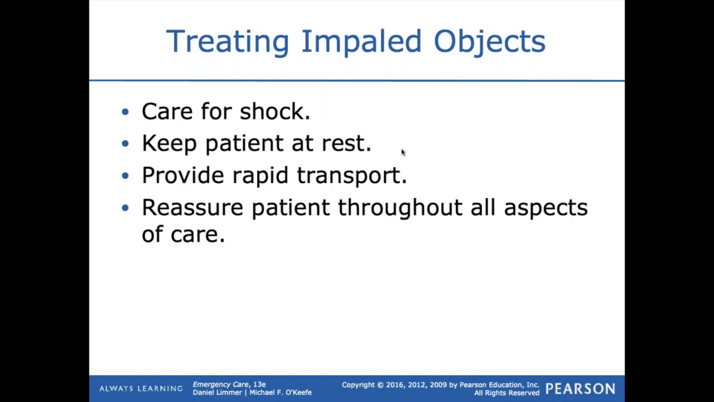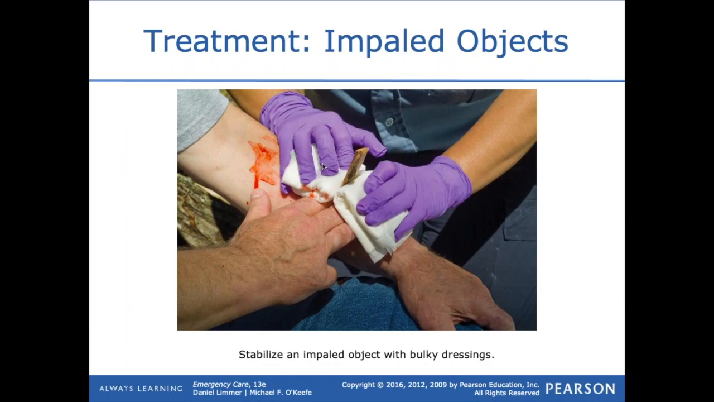Care for shock. So how do we do that, right? Right out of our trauma assessment station, we're going to keep them flat, we're going to keep them warm, and we're going to keep them oxygenated and/or ventilated. By keeping them flat, they're at rest, and we do want rapid but safe transport to the appropriate facility and reassure them again.